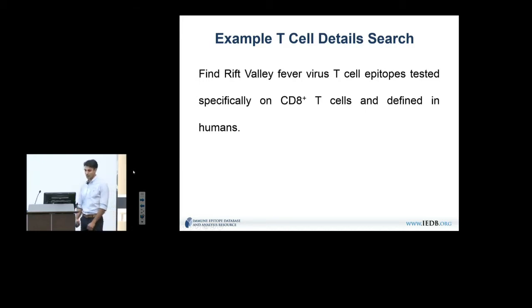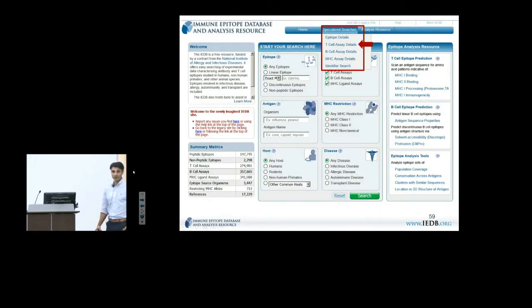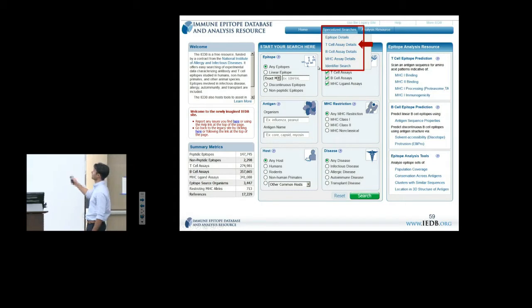The first one is a T cell one, asking the question: find Rift Valley fever virus T-cell epitopes tested specifically on CD8 T cells and defined in humans. So we have a little bit of everything. We have a source of interest, effector cell phenotypes, and delimiting to a certain host. As I pointed out early on, the specialized searches are available from the home page, from the drop-down menu, and in this case, we're going to do a T-cell assay detail search.